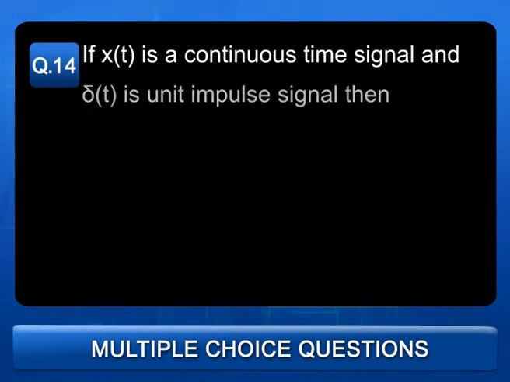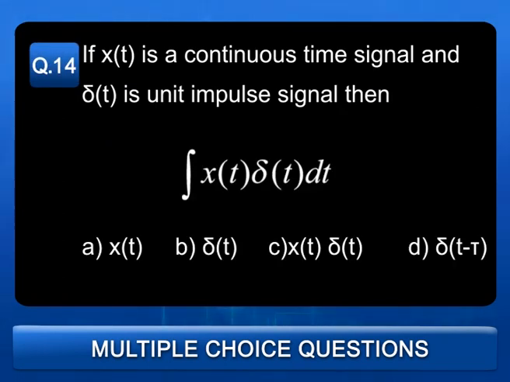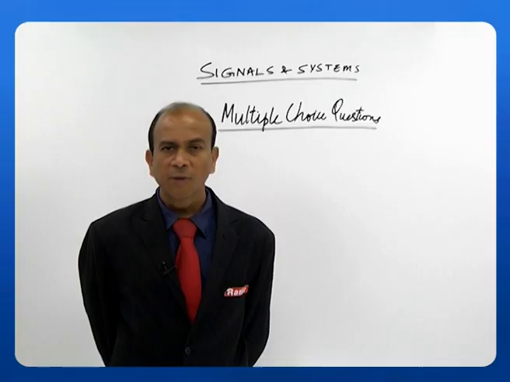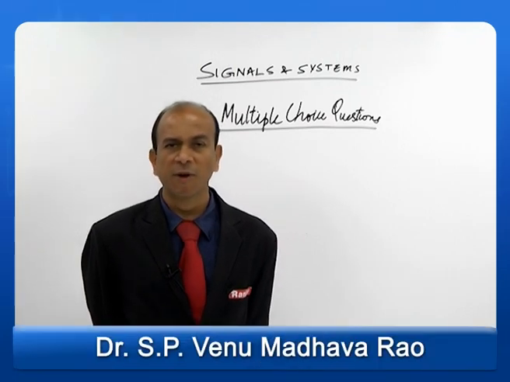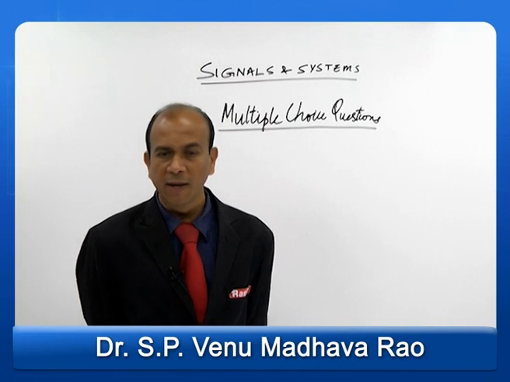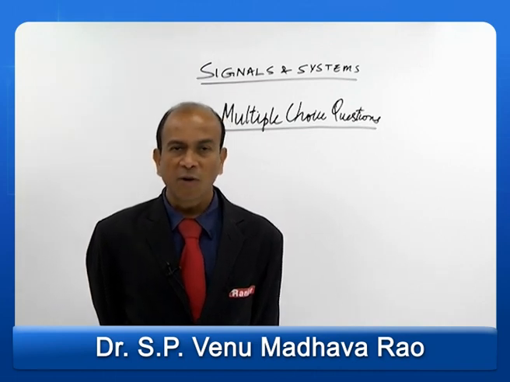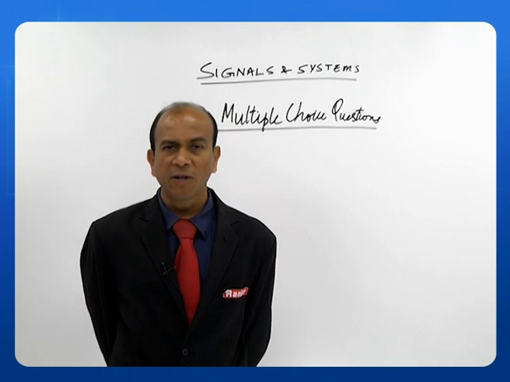Now let us see question number 14. What does question number 14 say? If x of t is a continuous time signal and delta of t is a unit impulse signal, then the integral of x of t delta of t dt will be: A, x of t; B, delta of t; C, x of t delta of t; and D, delta of t minus tau. So by the method of elimination, we can remove D completely, because there is no tau involved in our integration or in the equation. So remove D. And when we integrate x of t delta of t, we know that the integral of a delta of t signal is 1.